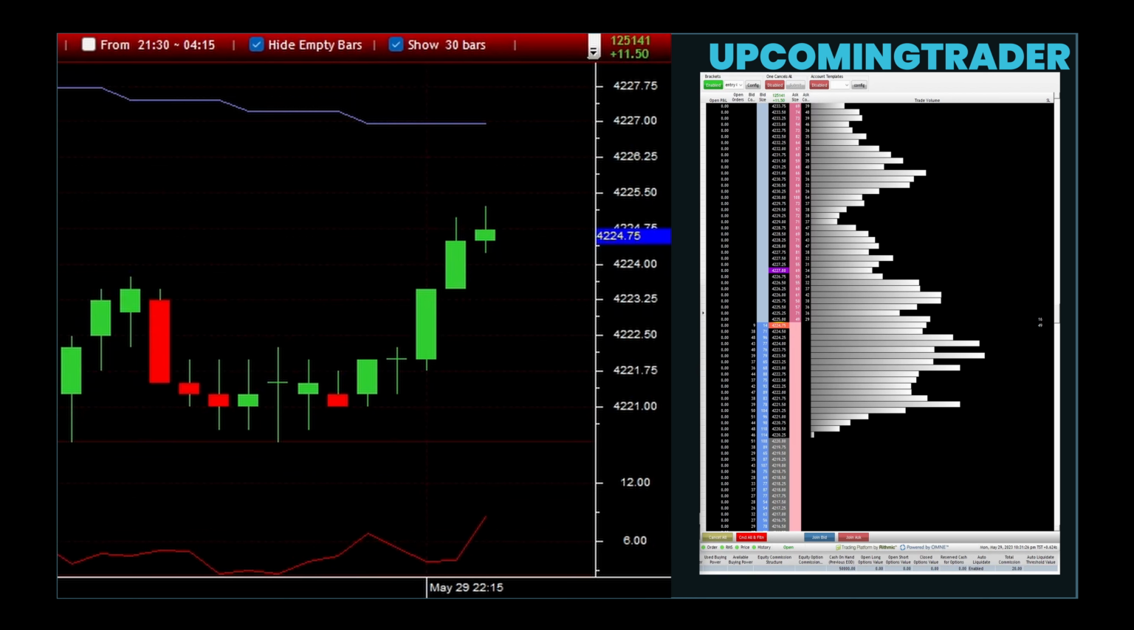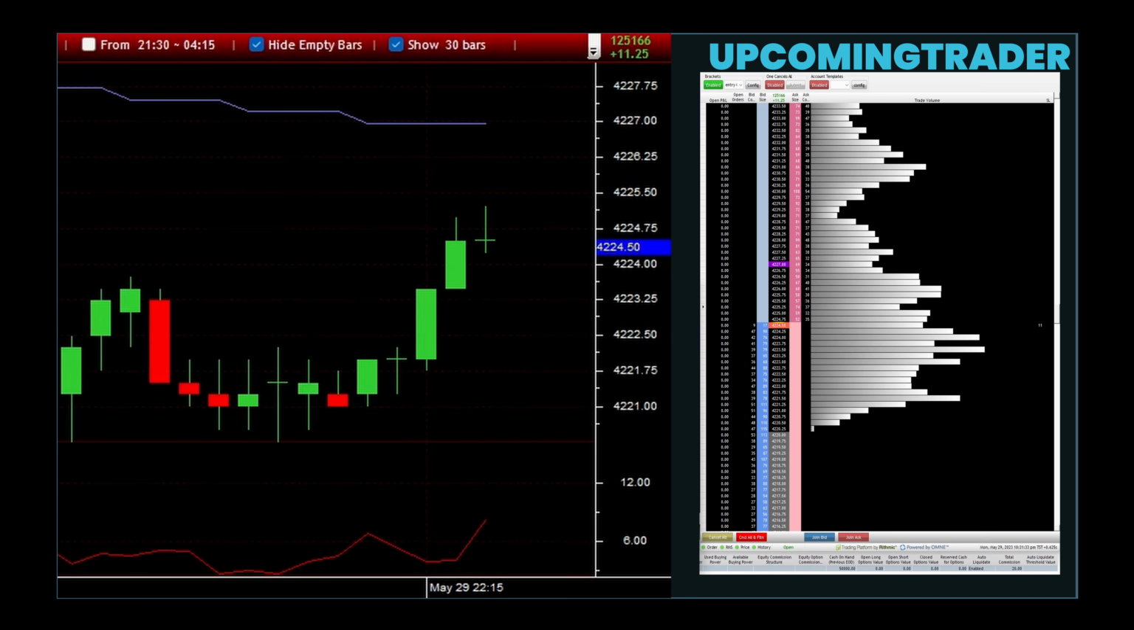Let me break this down for you. Each TPO chart is made up of letters or blocks that represent specific times, like 30 minutes, for example. The more letters or blocks that are stacked at a particular price level, the more time was spent there. This makes that level significant. These levels often show us areas where buyers and sellers have decided prices are fair and worth their attention.